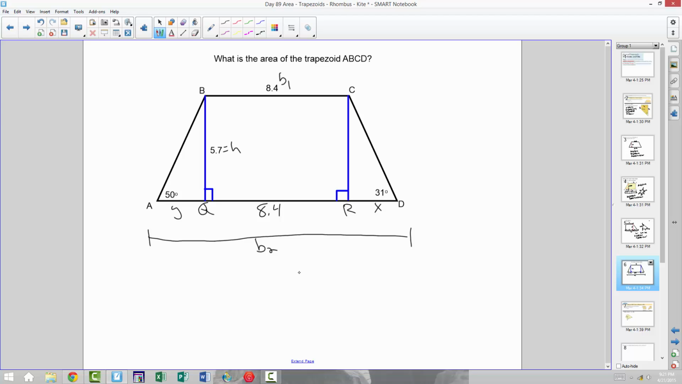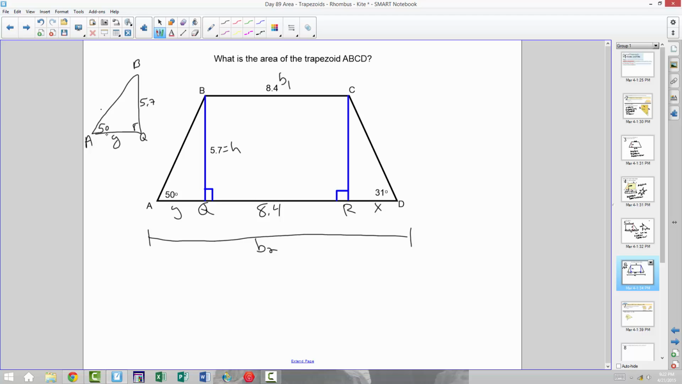I don't have the whole base 2, I have part of it, which is 8.4. Well, I have a right triangle on the left hand side. So here's A, 50, 90, B, and Q. I know this is 5.7 and this is Y. Well, to solve for Y, it's not a special right triangle because it's not 45, 45, 90, or 30, 60, 90. To solve for Y, I can't use Pythagorean theorem because I don't have the hypotenuse. So I'm going to have to use sine, cos, and tan.